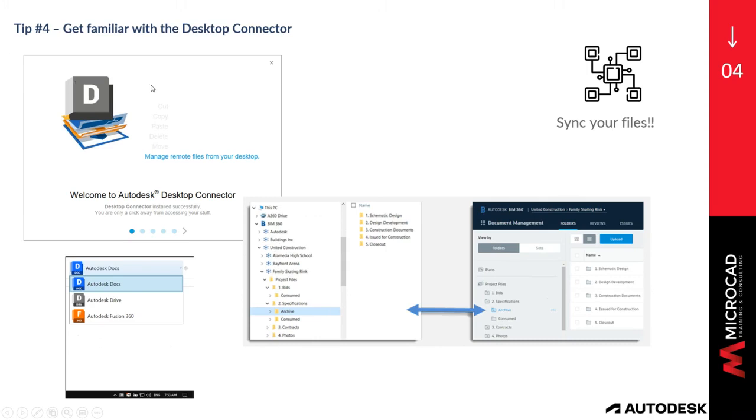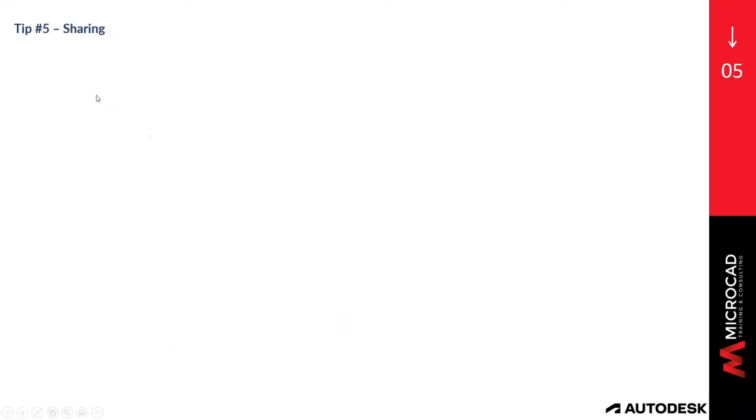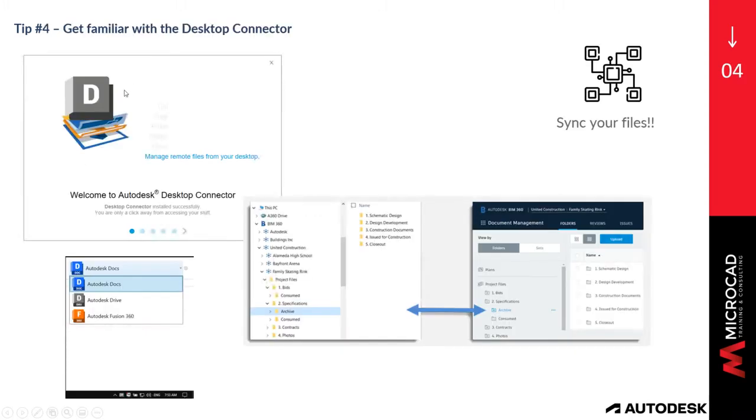So get familiar with your desktop connector. It's going to be located right there at the bottom right of your Windows start bar, right? The icon should be this gray D, right? And to access it, you can simply go ahead and click on top of it and take a quick look of all your files and folders. Make sure that they are synced and up to date.